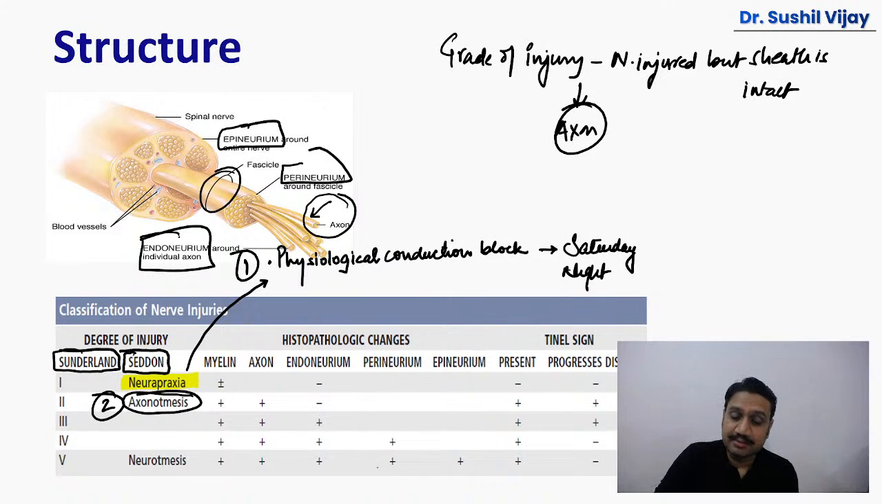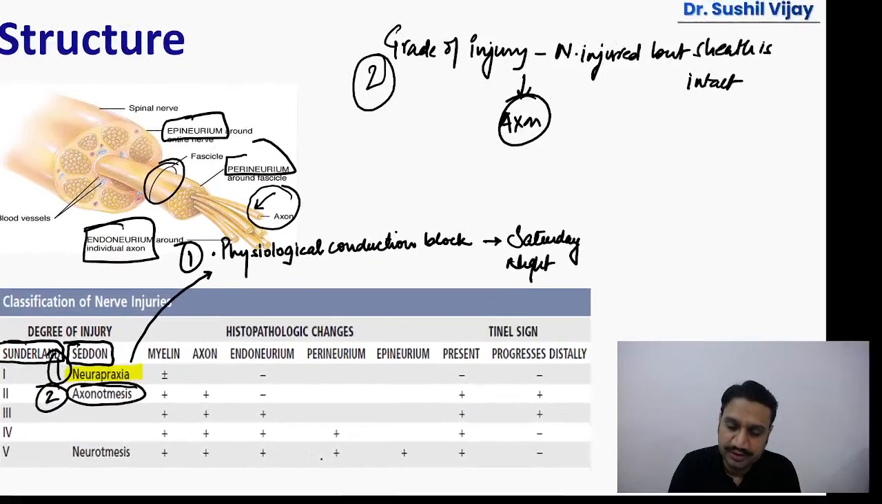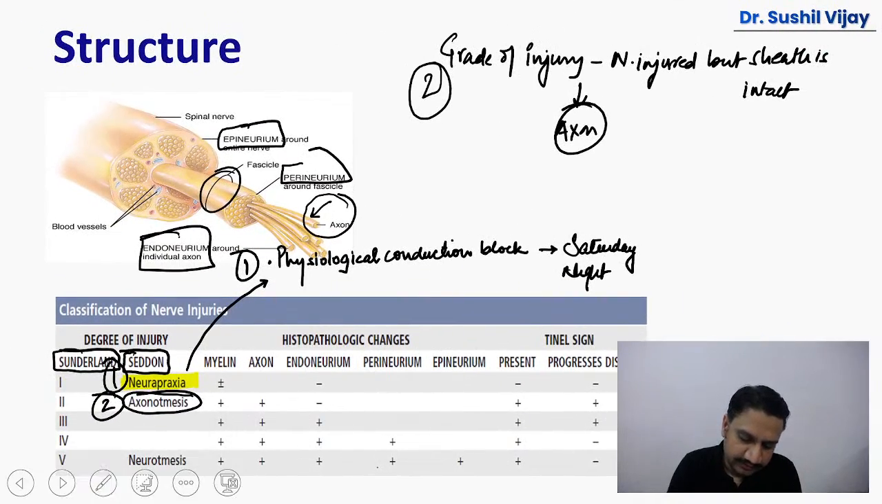Okay, so please remember these two are most potential questions for our exam. One is neurapraxia, physiological conduction block, or the second, axonotmesis. All right, I hope it is fine with all. So this is the very important question. Okay, let's see the next one.